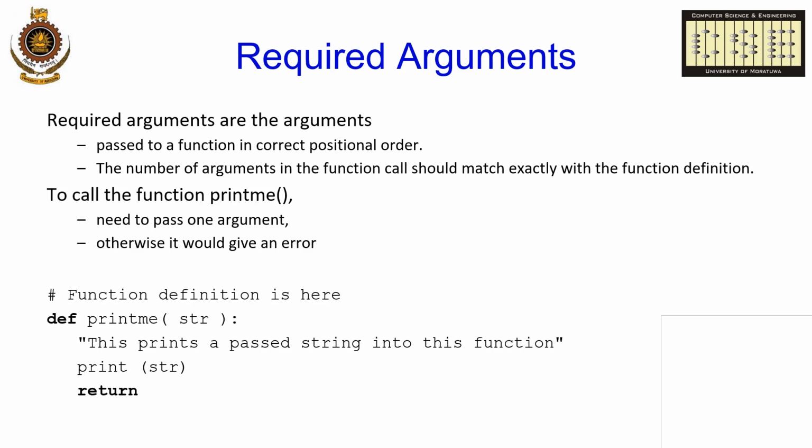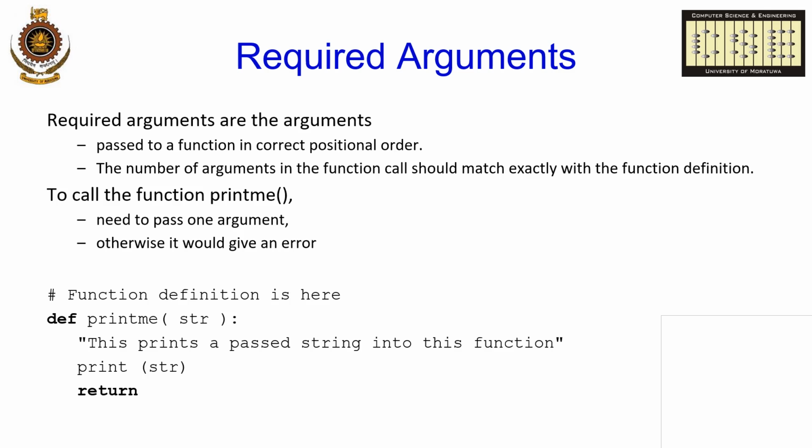The first type of arguments we are going to look at is required arguments. This is the most commonly used and the one you are already familiar with from the previous examples that we have discussed. The required arguments are passed to a function in the exact same order in which the function is defined. So if a function has argument 1, argument 2, argument 3, then when you call the function, you have to pass them in the exact same order: argument 1, argument 2, argument 3.